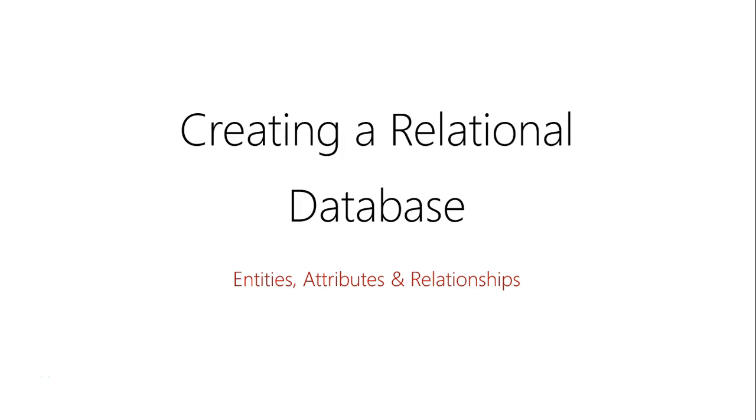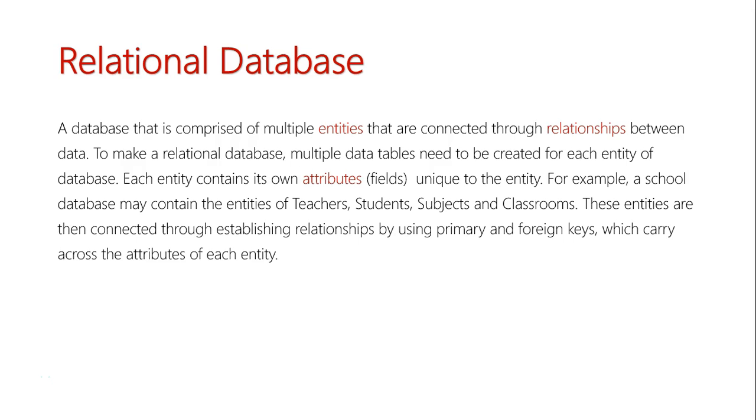We're now going to create a relational database, and relational databases are made up of entities, attributes, and relationships. So basically, in order to create a relational database, we need to have multiple data tables. Each data table is known as an entity, and they may be a specific area of a database. So for example, in a school database, there'd be an entity for teachers, an entity for students, an entity for classrooms, and an entity for subjects.